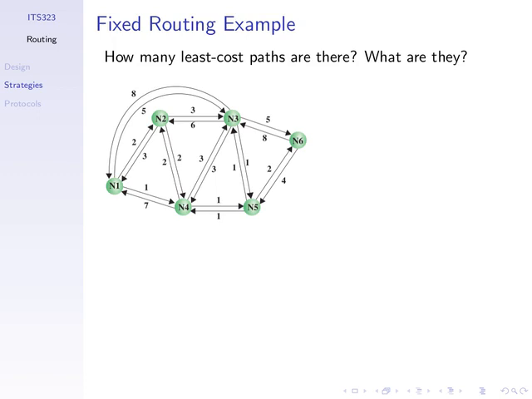I've already given you one entry in the routing table. Node 1 to reach Node 6, next node is 4. But what about if Node 1 wants to reach Node 2? What is the next node? And what about to reach Node 3? What is the next node? So start calculating the routing table for Node 1.